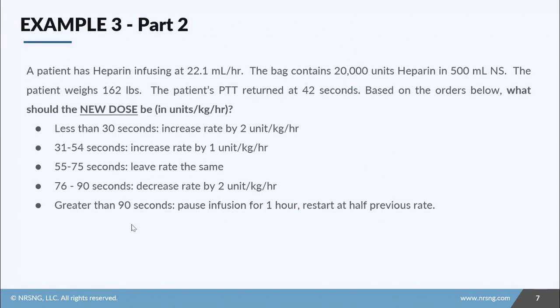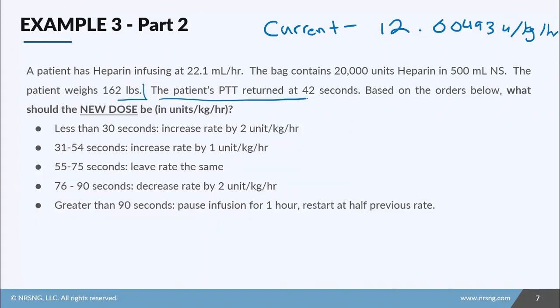So part 2 is now to determine what our new dose needs to be. We've already determined that our current dose is 12.00493 units per kg per hour. So we know this information. Now we know that the patient's PTT returned at 42 seconds. Based on the orders below, what should the new dose be in units per kilo per hour?